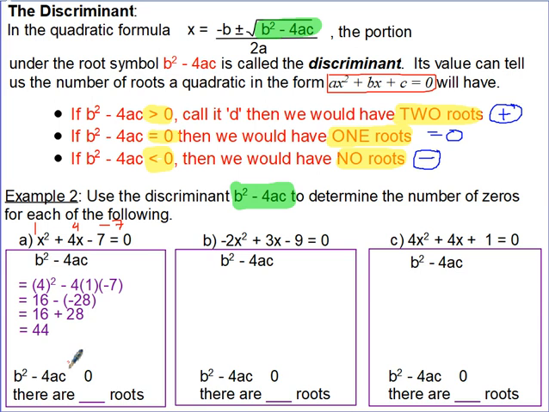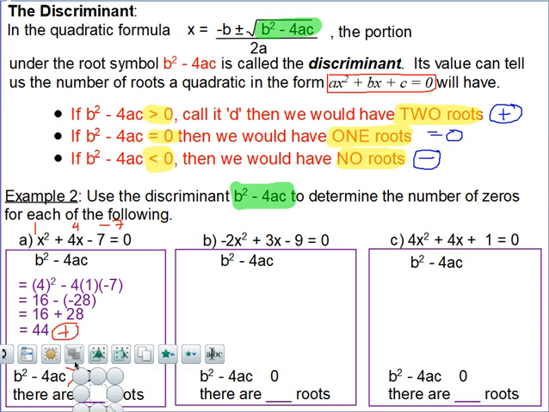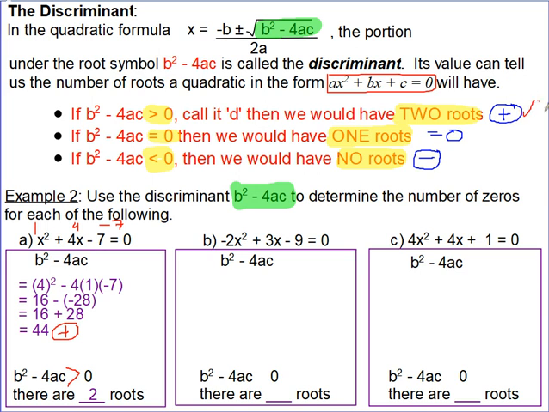So since b squared minus 4ac is greater than 0, meaning it's a positive answer, there are two roots. Two roots. That's this one right up here. Okay, let's try another one.